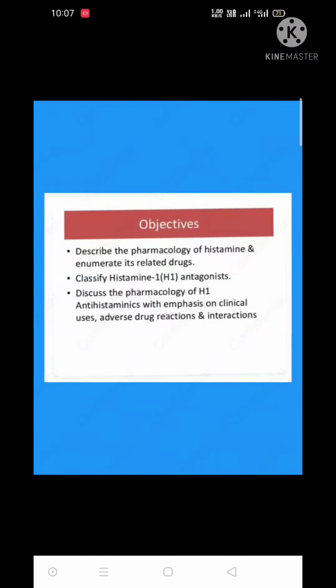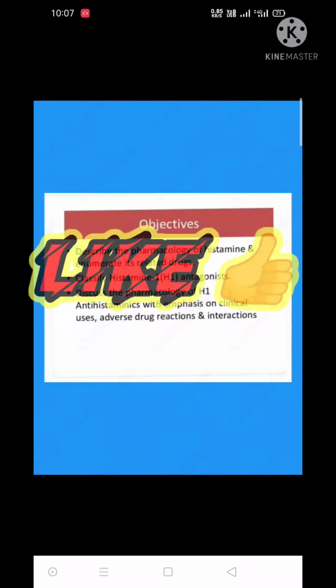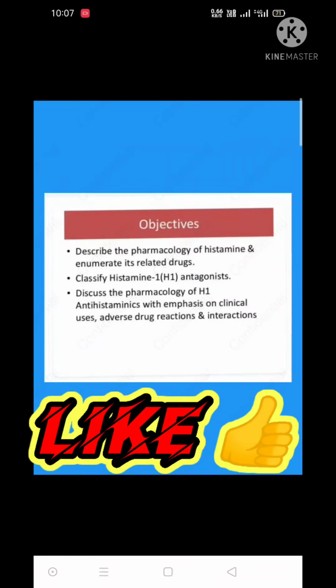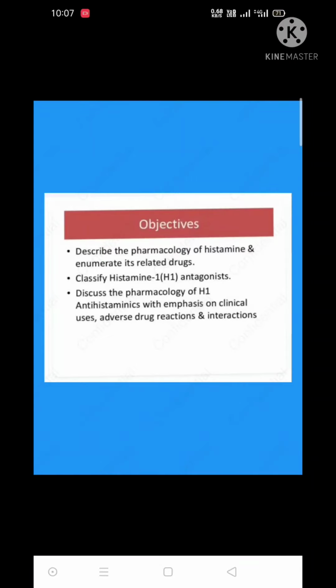Today we are going to discuss the most important subject, pharmacology second, which is a part of B Pharm fifth semester, basically third year. So today we are going to discuss unit first. In this we have some objectives over here. You can clearly see what the objectives are.